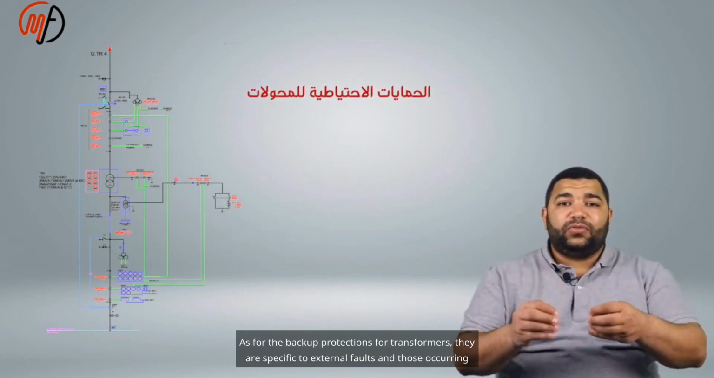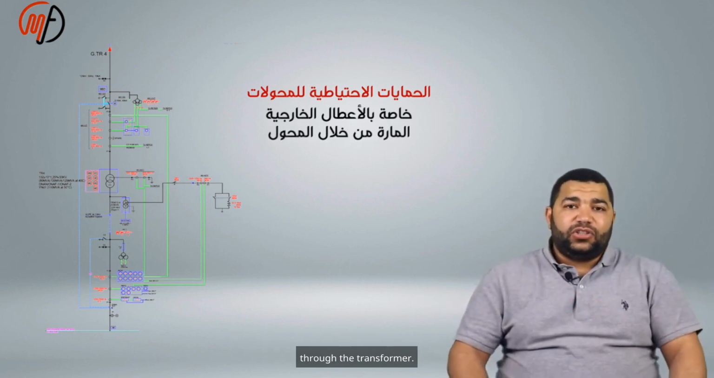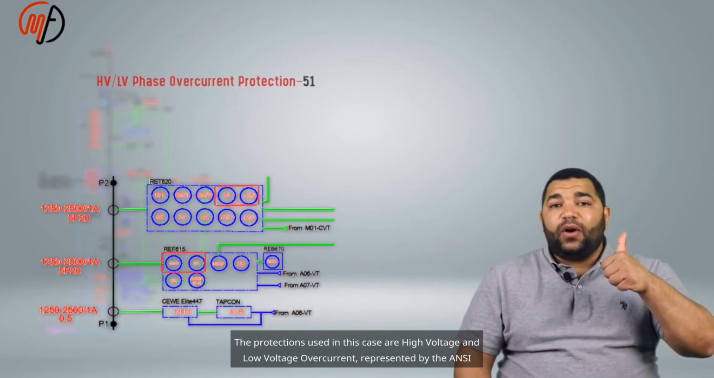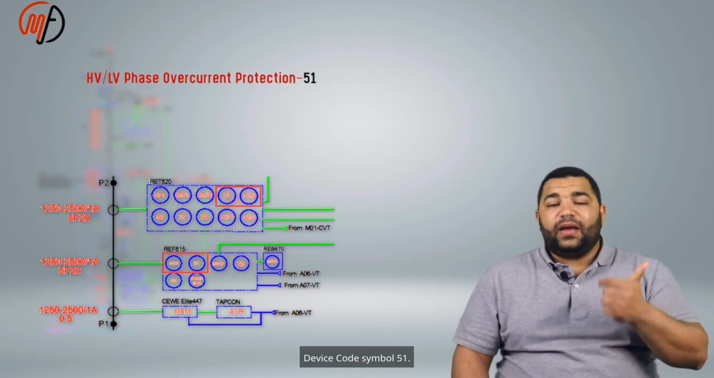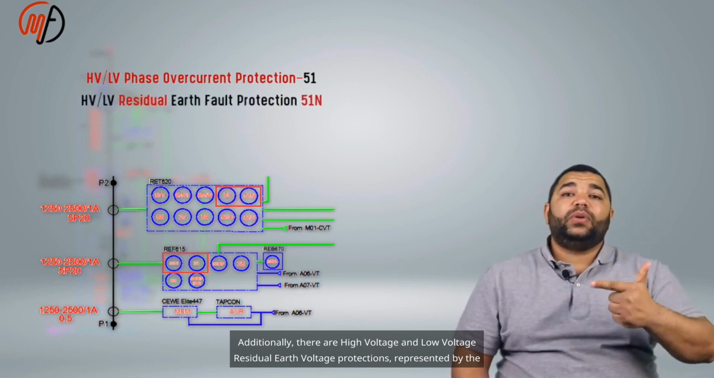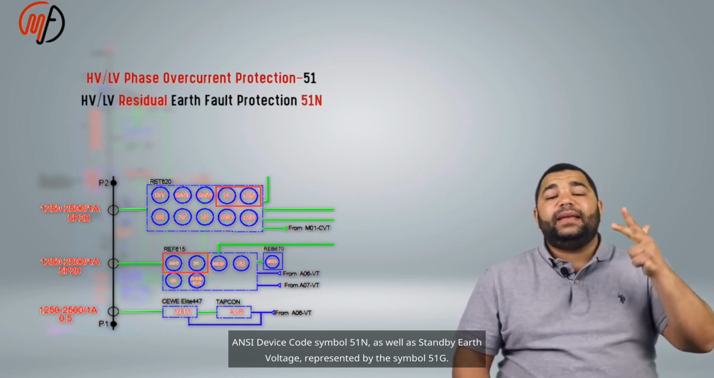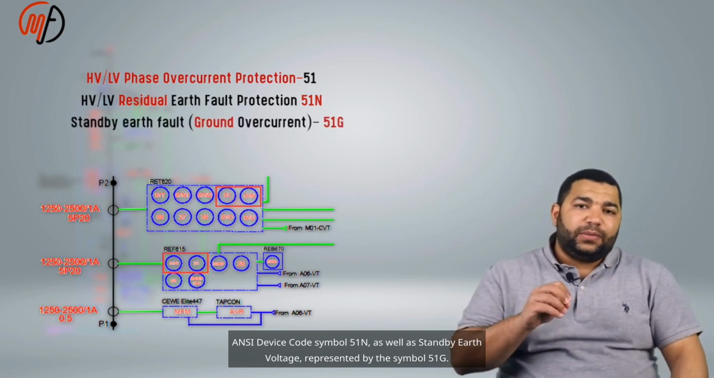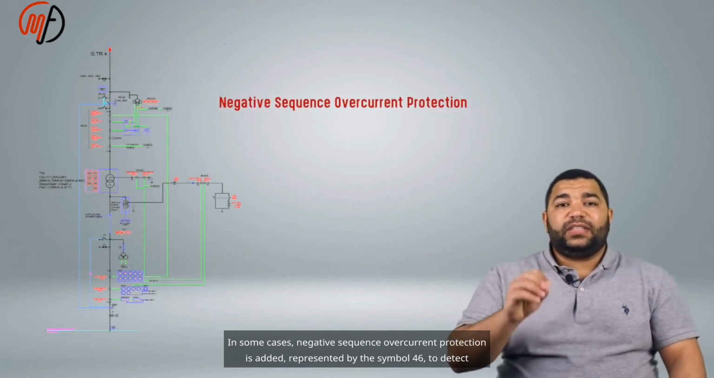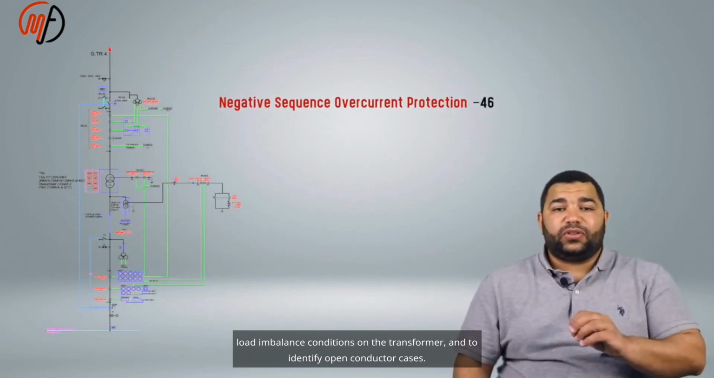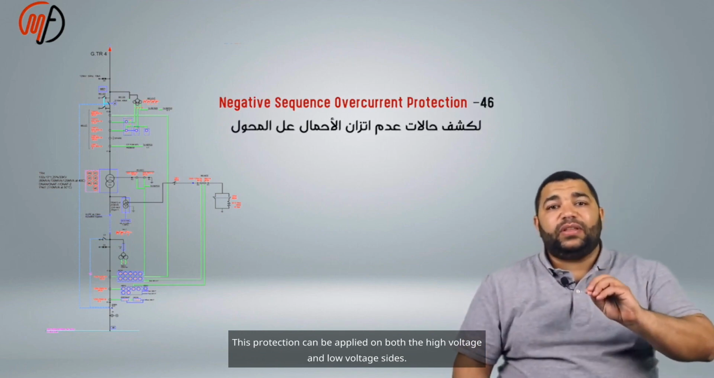As for the backup protections for transformers, they are specific to external faults and those occurring through the transformer. The protections used in this case are high voltage and low voltage overcurrent, represented by the ANSI device code symbol 51. Additionally, there are high voltage and low voltage residual earth protections, represented by the ANSI device code symbol 51N, as well as standby earth fault, represented by the symbol 51G. In some cases, negative sequence overcurrent protection is added, represented by the symbol 46, to detect load imbalance conditions on the transformer and to identify open conductor cases. This protection can be applied on both the high voltage and low voltage sides.